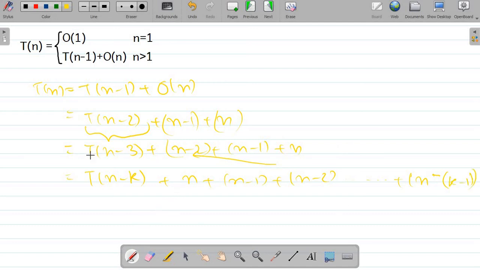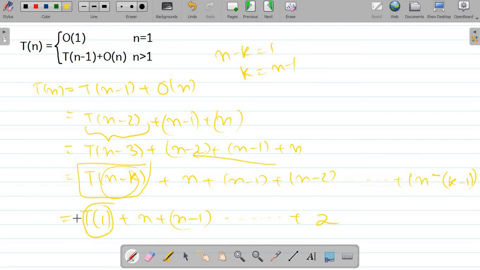Okay, so now in order to terminate this part, we need to make this value as 1. So n minus k should become 1, and hence k becomes n minus 1. And if I just replace k as n minus 1 in this equation, the thing that I get is this will become T of 1 plus n minus 1 and so on up till, if I put n minus 1 over here, this becomes n minus 2, and n minus 2 is 2.